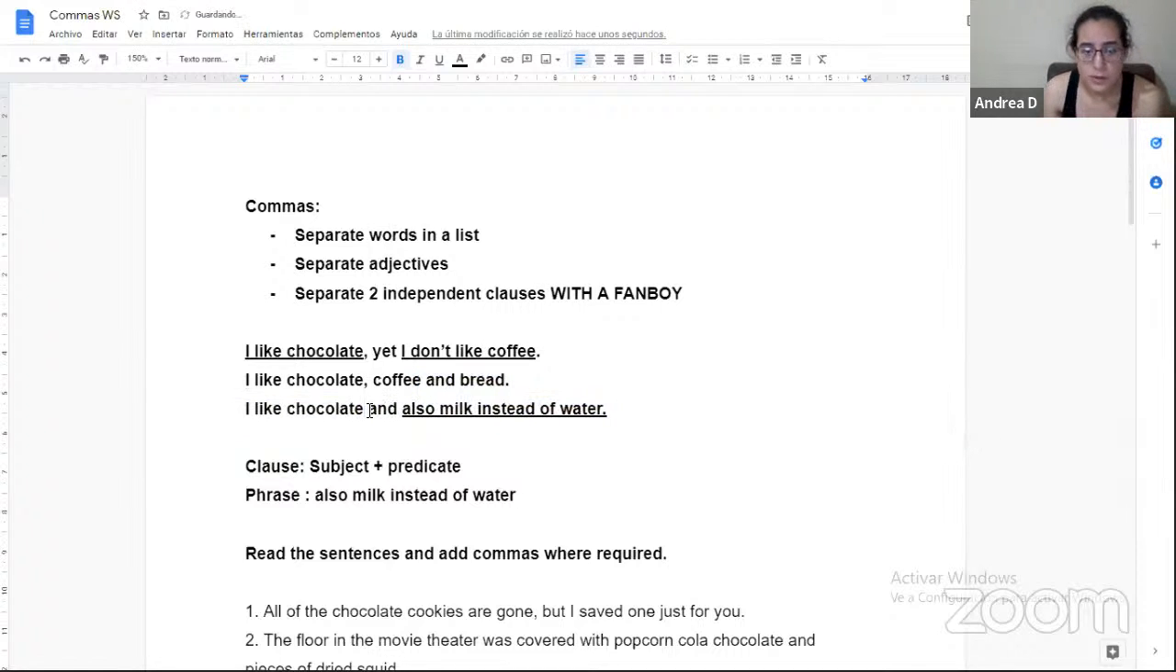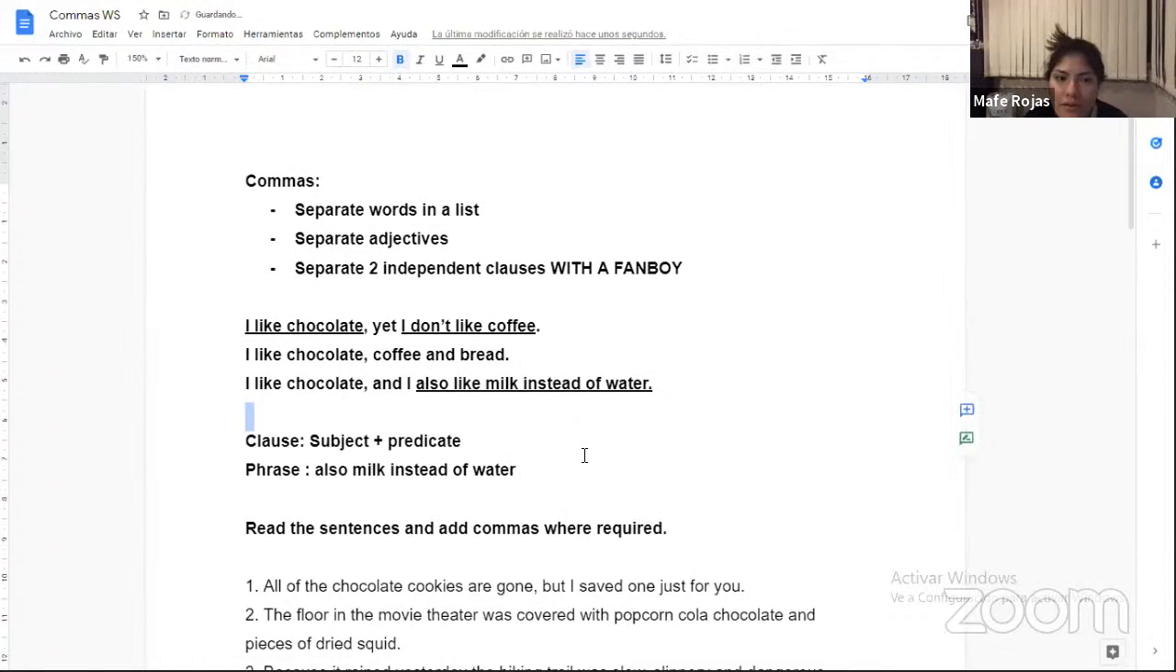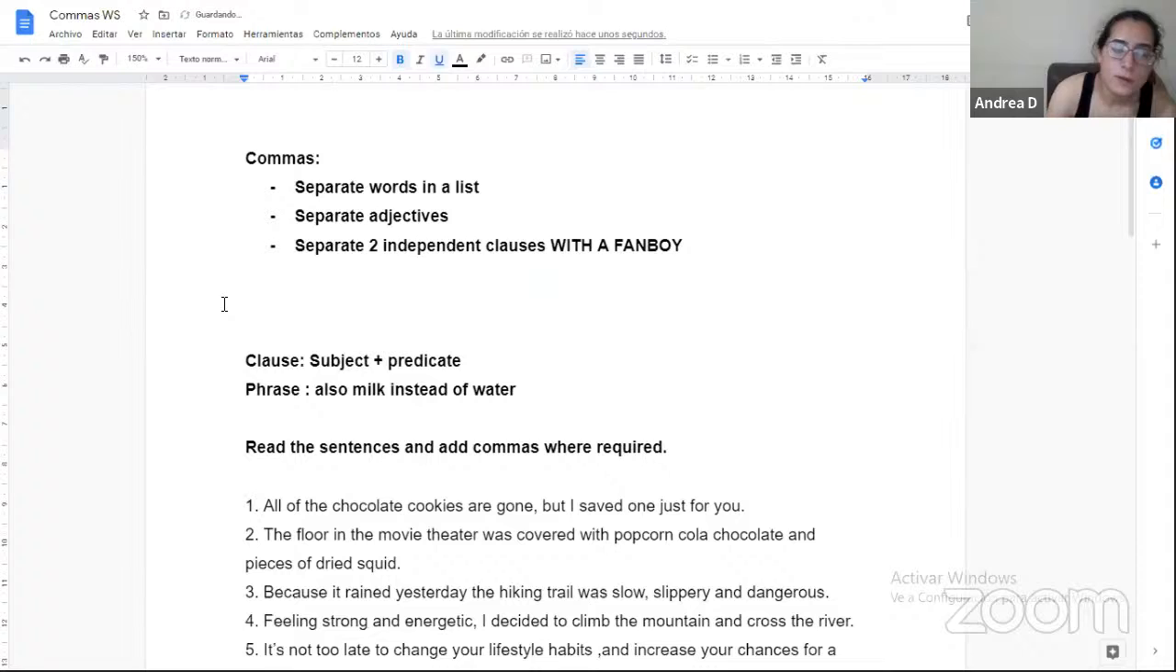So I like chocolate and also milk instead of water. Could be I like chocolate and I also like milk instead of water. Now there you go. There you need a comma. So think about that. So there's one more use of commas.